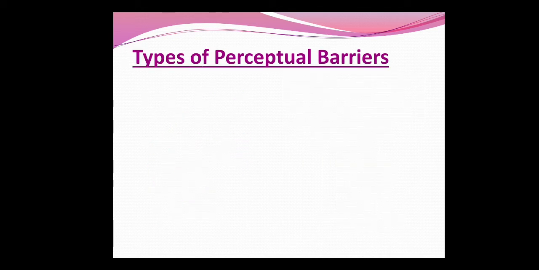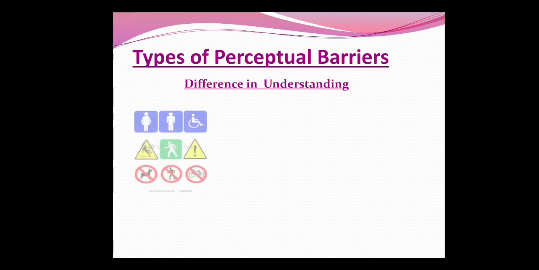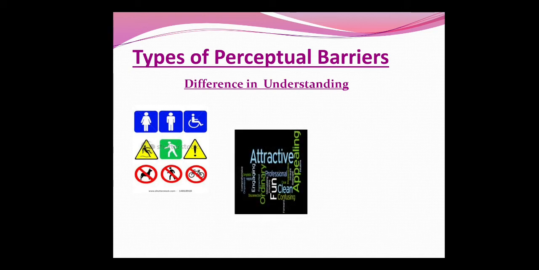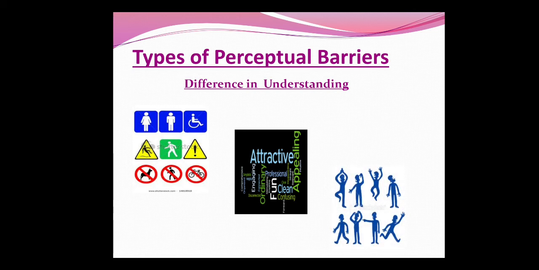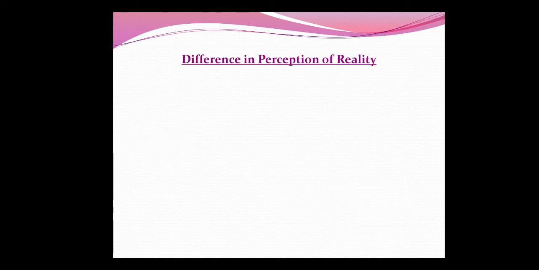Now, see what are the types of perceptual barriers. The first is difference in understanding. Usually, we are not conscious of our fellow beings and we neglect their feelings, and it may be possible that people have wrong and negative perception about others. The second type is about difference in perception of reality.